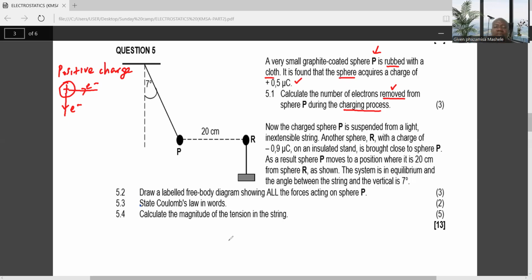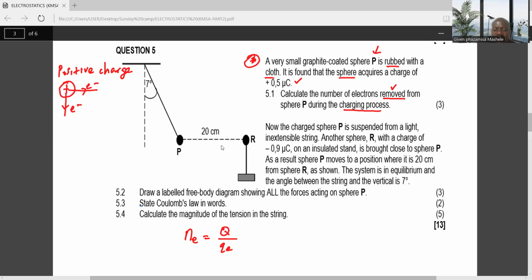microcoulomb. But this is specifically for grade 12, where we calculate the number of electrons. There is a formula that we use, which states that the number of electrons is equal to the charge of that particle divided by the elementary charge, small letter q. In other books they use small letter q. So we take the source charge and divide by the elementary charge, and the elementary charge is given in the formula sheet.